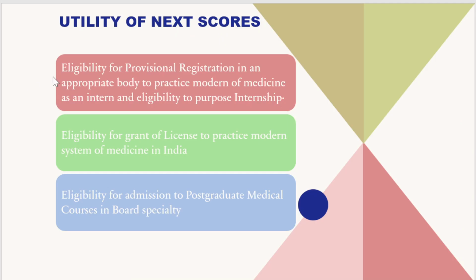Now, what is the utility for the next scores? The eligibility for provisional registration in an appropriate body to practice modern medicine as an intern and eligible to pursue internship. The eligibility for grant of license to practice modern system of medicine in India, that is for the foreign medical graduates. Eligibility for admission to postgraduate medical courses in broad specialty.